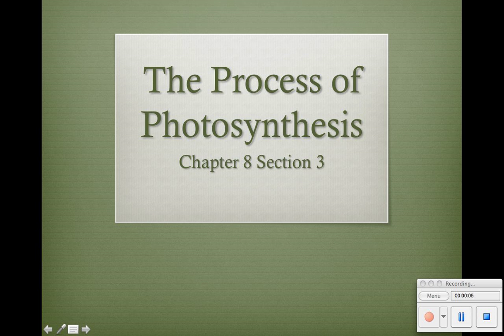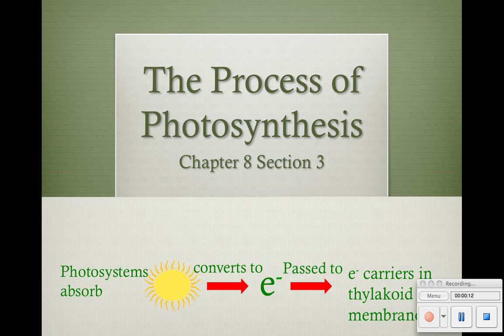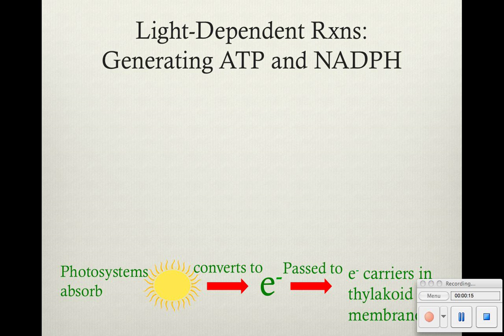Alright guys, this is Chapter 8, Section 3. It is the last section of photosynthesis, and then we'll be moving on into cellular respiration. Okay, we've been talking about light-dependent reactions as well as light-independent reactions.